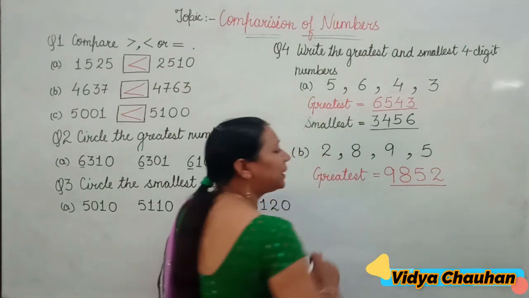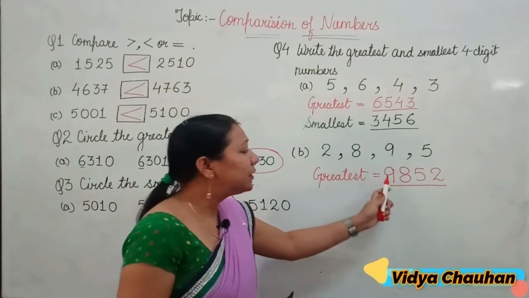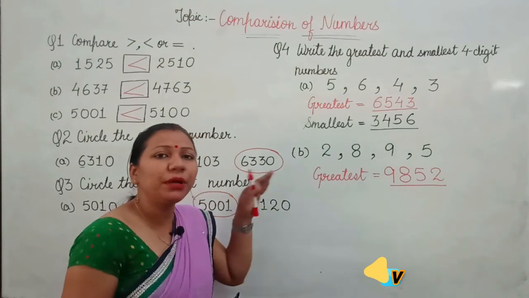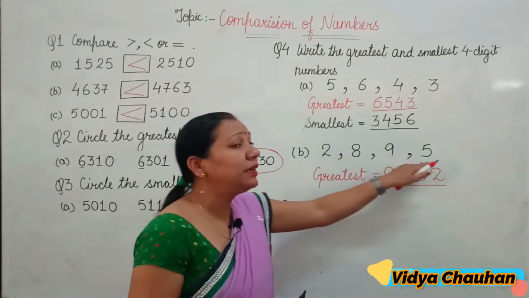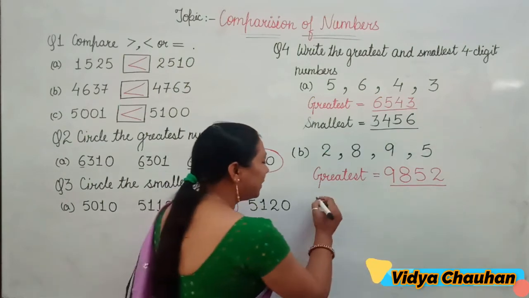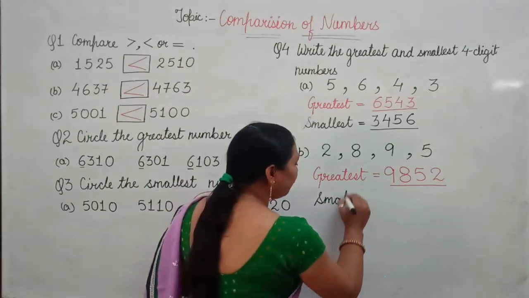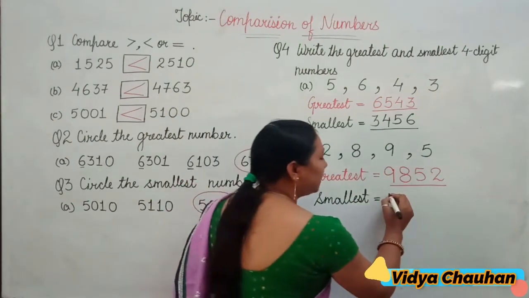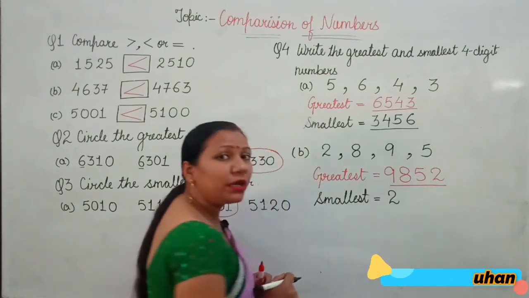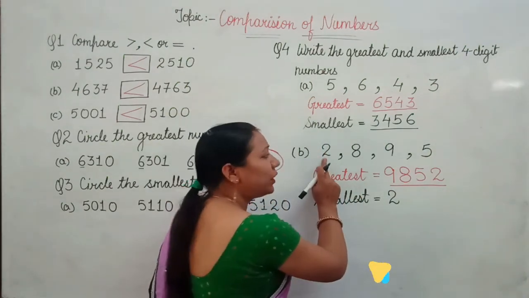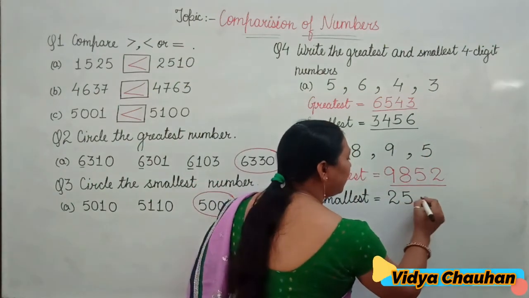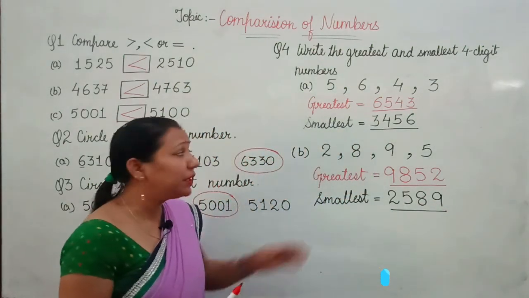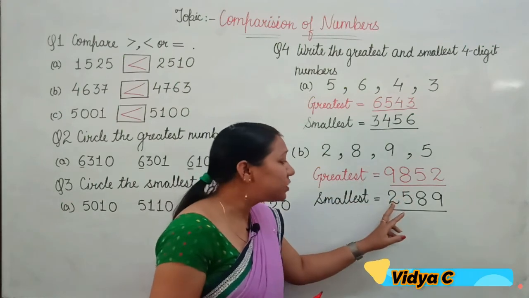So which is the greatest number using the given 4 digits? 9852. This is the greatest 4-digit number possible using these given digits. Right? Coming to the last one, you have to find the smallest 4-digit number using the given digits. Now to find the smallest number, we start with the smallest digit. The smallest digit is 2. After 2, the next digit is 5, then 8 and 9. So which is the smallest 4-digit number using the digits 2, 8, 9, 5? It is 2589.